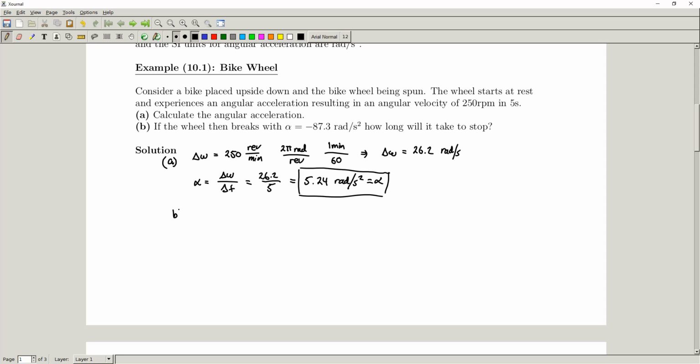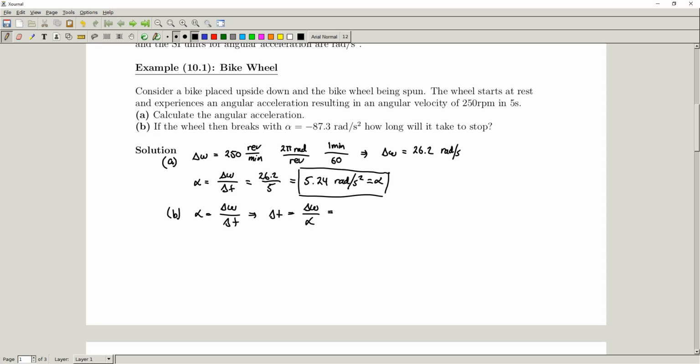Okay, so for part B, what are we looking for? The wheel gets up to speed, and then if the wheel brakes with an angular acceleration of alpha equals minus 87.3 radians per second squared, how long will it take for the wheel to stop? So we want to solve for delta t. The easiest way is to take our definition that we just generated and solve for delta t, so delta t is equal to delta omega over alpha.